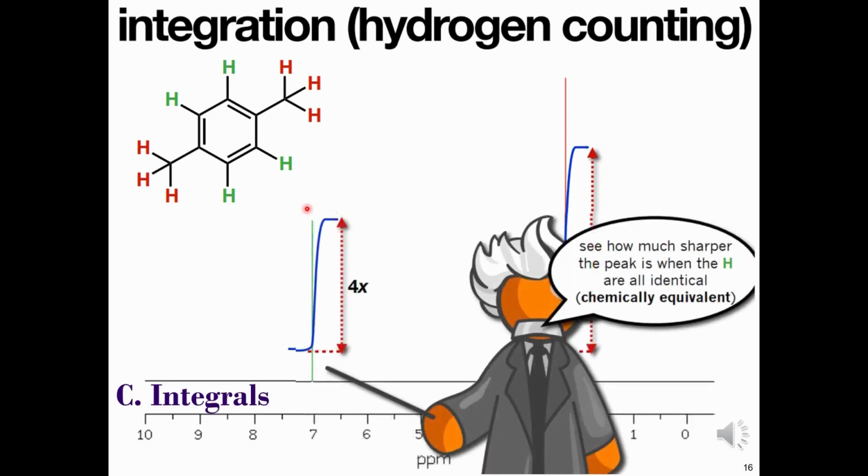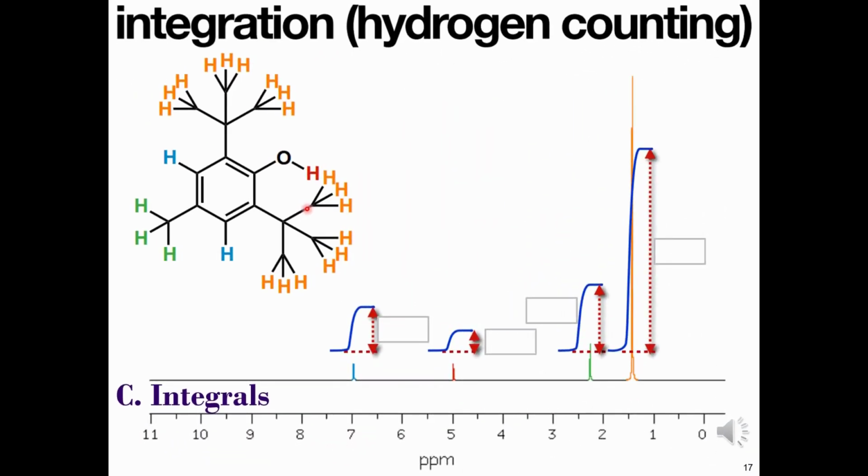Let's look at one more example containing a benzene ring. So here's a quick exercise and a concept check. Count up the number of protons in each of the chemical environments and match these to their integrals. Pause the video and resume when you are ready.